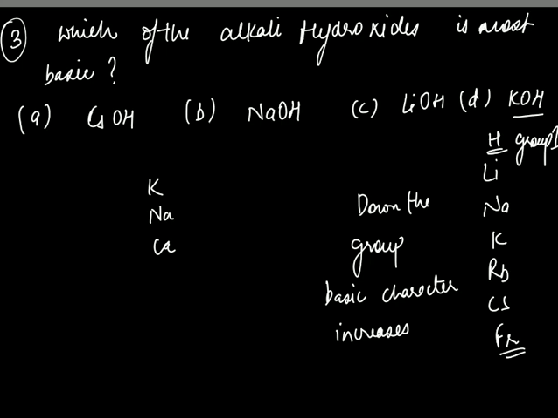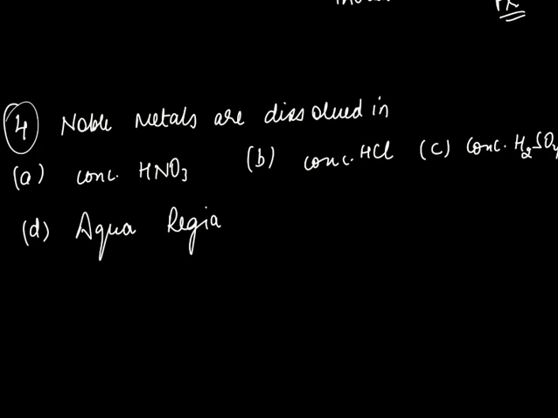Lithium hydroxide is also not there. Sodium hydroxide is also not there. So it's cesium. If you see down the group, basic character increases. So if we compare all the bases, cesium hydroxide is the most basic one. Francium we are not going to consider because it's a radioactive metal. It's very unstable. Radioactivity we can discuss later in any future videos, not over here. So that's the answer. Now coming to the next one.